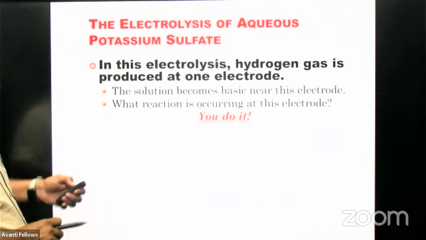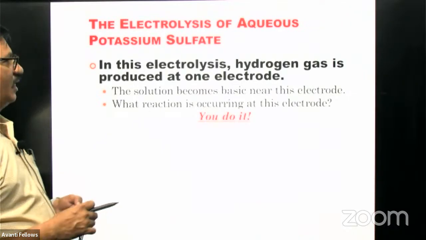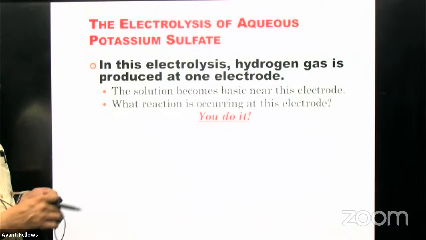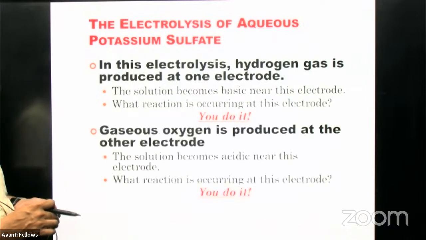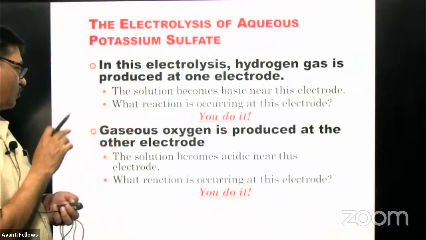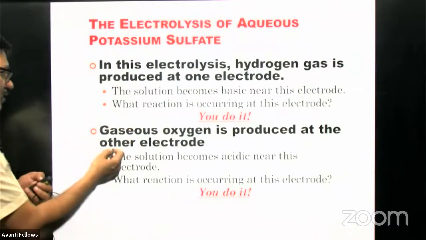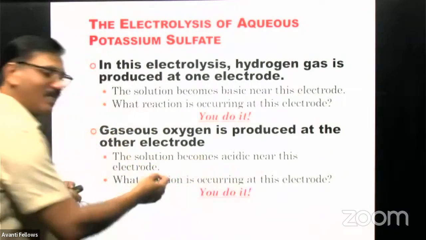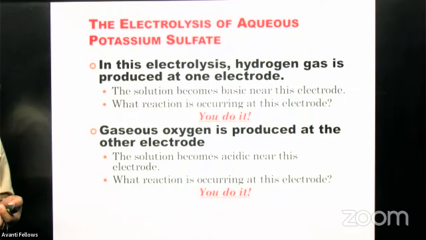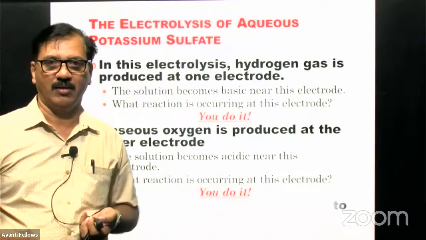Right. So, in this electrolysis, hydrogen gas is produced at one electrode, and gaseous oxygen is produced at another electrode, and the solution becomes acidic near this electrode. These can be seen experimentally, right? That is the proof of what the product is, right?